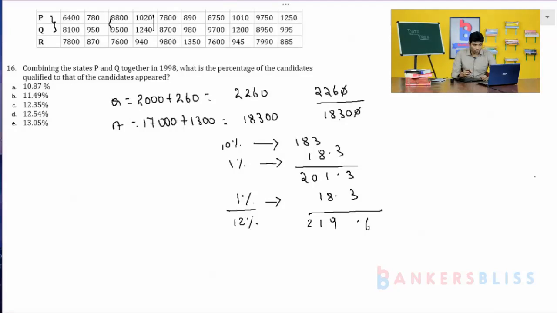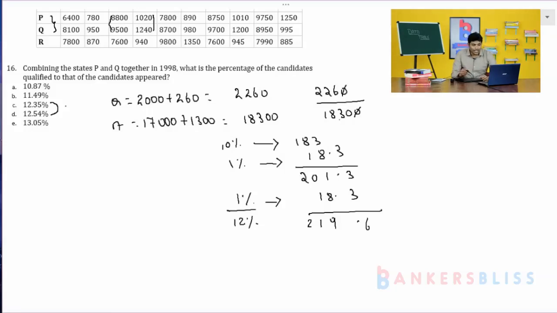Okay. So, if you add 1 more percent, that means 18.3 you should add, so it will be much more than 226. So, definitely your answer will be more than 12% and less than 13%. So, if you observe properly the given options, you have only 2 options, that is C and D. Among those two, one will be the answer. C option says it is 12.35, D option says it is 12.54. So, if we calculate 12.5%, then we can easily identify whether it is 12.54 or 12.35.